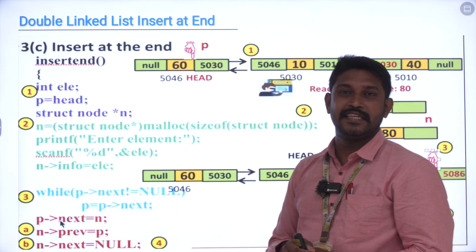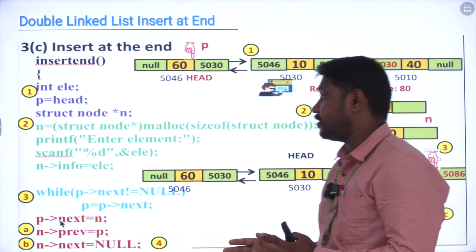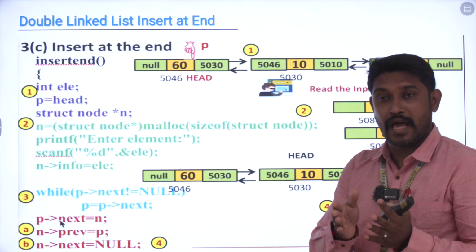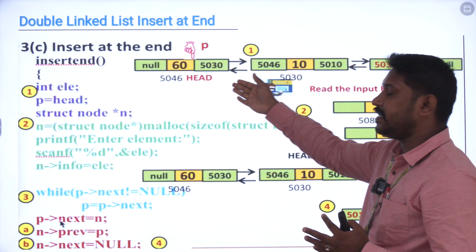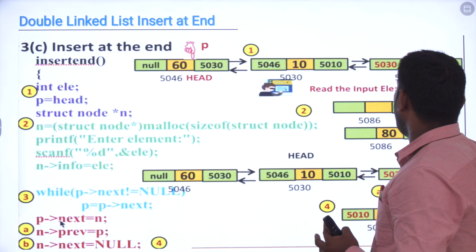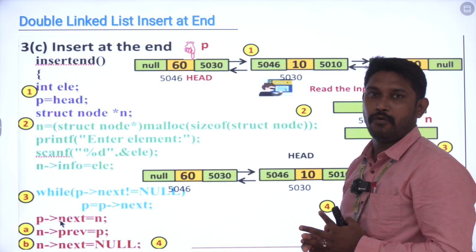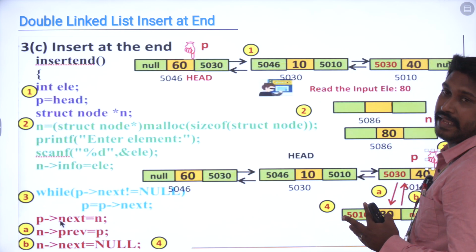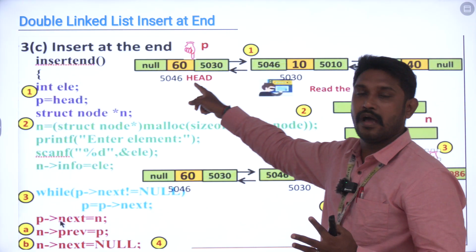Next, insert the node at the end. Here we use the same concept, but we are going to insert the node at the end. Let us consider three nodes: node 60, node 30 and node 40. We are going to insert a new node at the end.